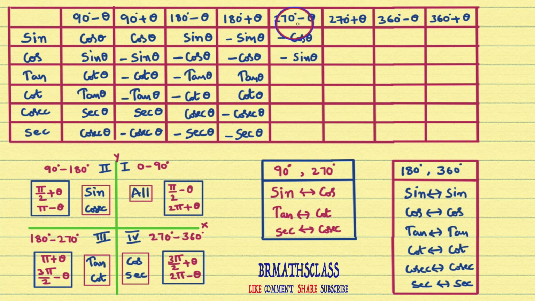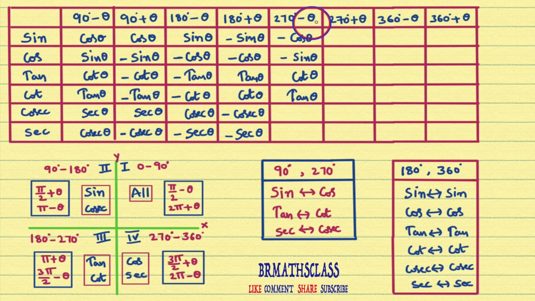Now tan(270 degrees minus theta). When you see 270 degrees, tan changes to cot. This is cot theta. Now 270 degrees minus theta is in the third quadrant. In the third quadrant, look here, tan is positive. So this is plus cot theta. Okay, as 270 degrees is there, cot changes to tan, tan theta. Now 270 degrees minus theta is in the third quadrant. In the third quadrant cot is positive. So cot(270 degrees minus theta) is plus tan theta.